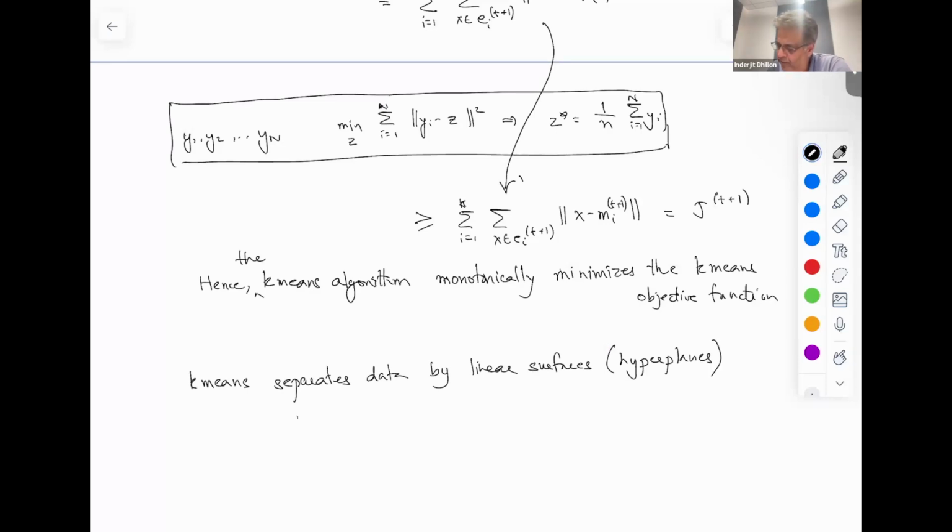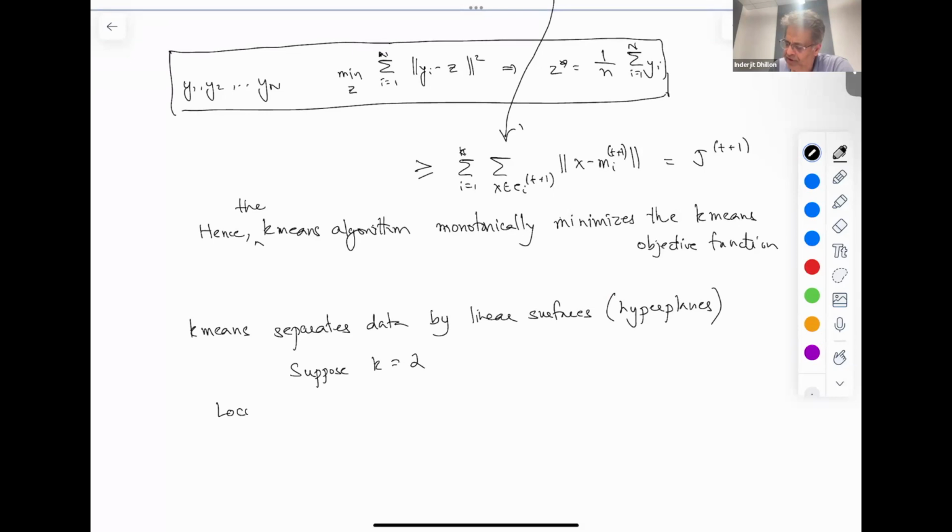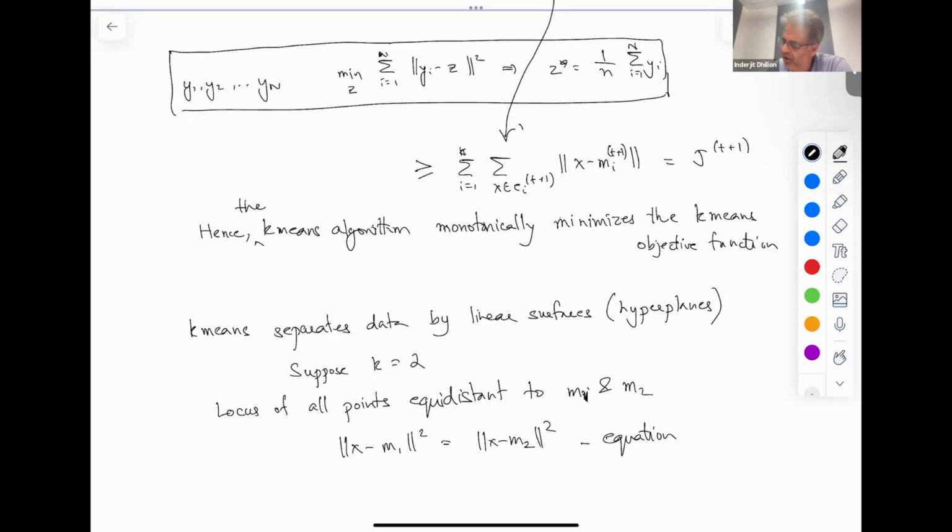And the way to see it is, suppose k equals 2. If I look at the locus of all the points equidistant to M1 and M2, it'll be ||x - M1||² = ||x - M2||². Okay, and that is the equation of a hyperplane because the quadratic term will cancel out.